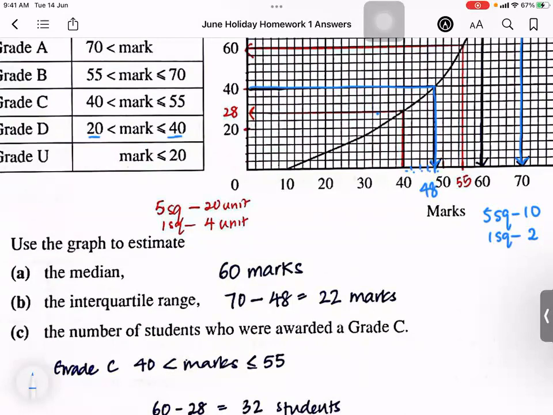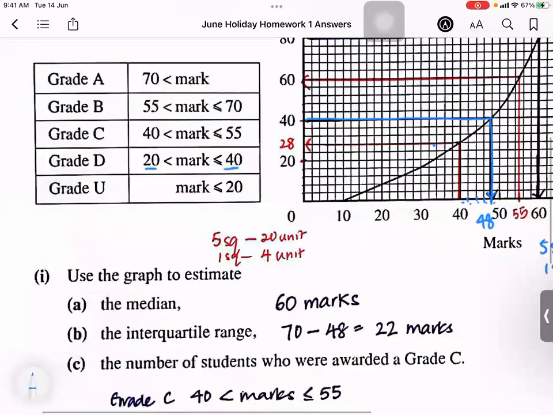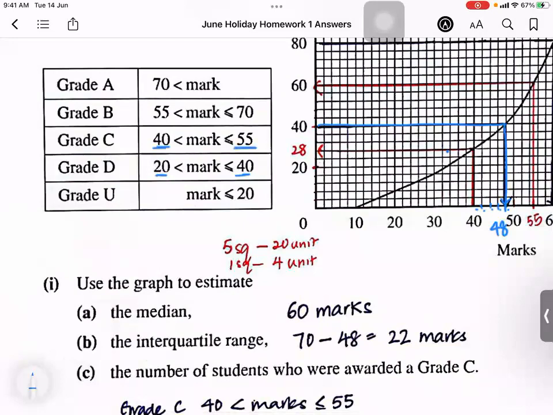All right, next question. Find the number of students who were awarded a C grade. C grade, what is a C grade? C grade is between 40 and 55 marks. Marks are marks.